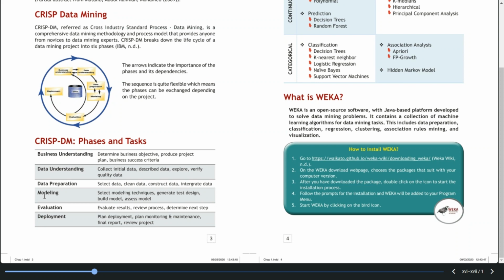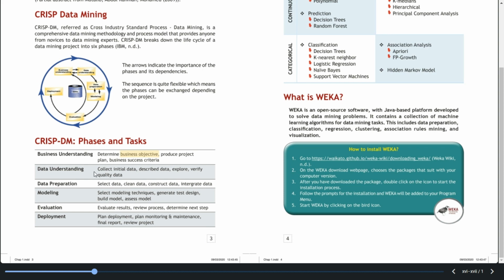Essentially note, the most crucial part in data mining is business understanding, data understanding and data preparation. Itu yang paling crucial. Sebab first business understanding, awak nak kena tahu apa sebenarnya masalah dia. So ini phase dia. Determine business objective, produce project plan, business success criteria. So untuk awak punya case, kalau you are doing FYP, mungkin project plan tak ada. Tapi first step, you have to determine the business objective. Nak cari apa sebenarnya, apa masalah dia sebenarnya awak nak cari.